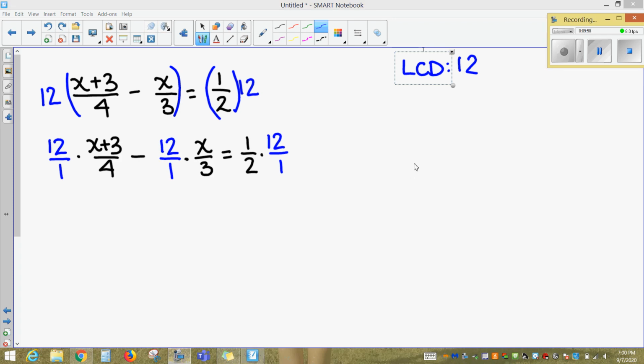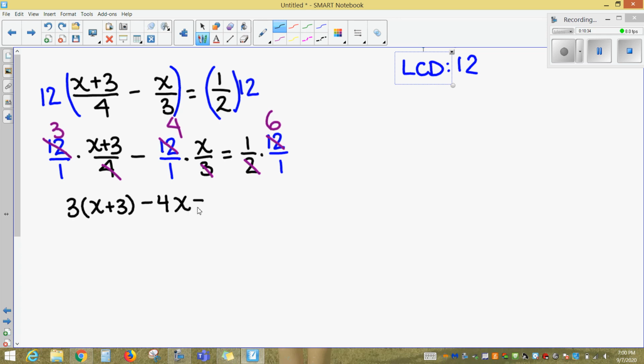If you need to pause to get this written down, understand that 12 is 12 over 1. Again, recall that it gets multiplied by every piece, not just the first piece or the last piece in that equation. Next, notice here that I can reduce. 12 over 4 is 3. 12 over 3 is 4. 12 over 2 is 6. And then the pieces that we have left, we have our 3 times the x plus 3 minus the 4 times the x, all of that equal to 6.